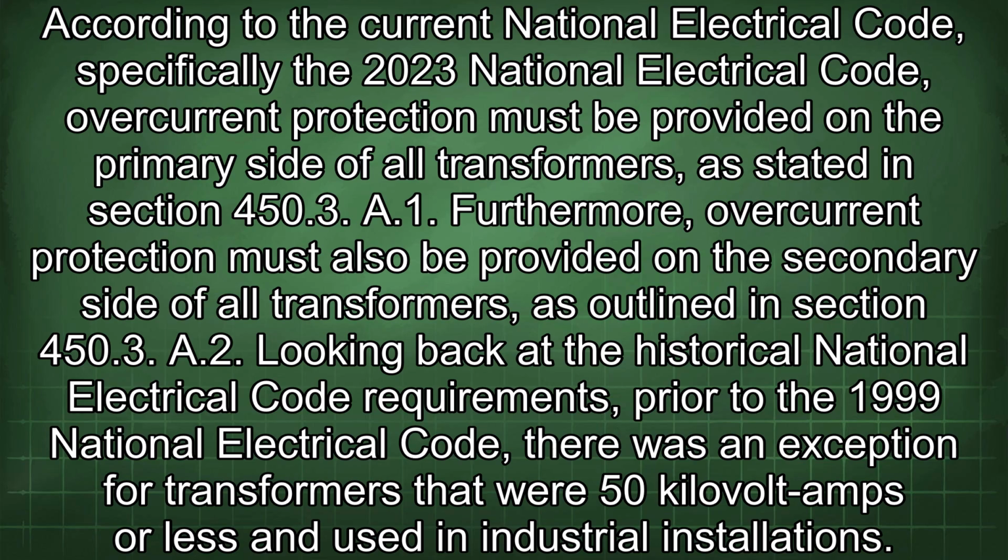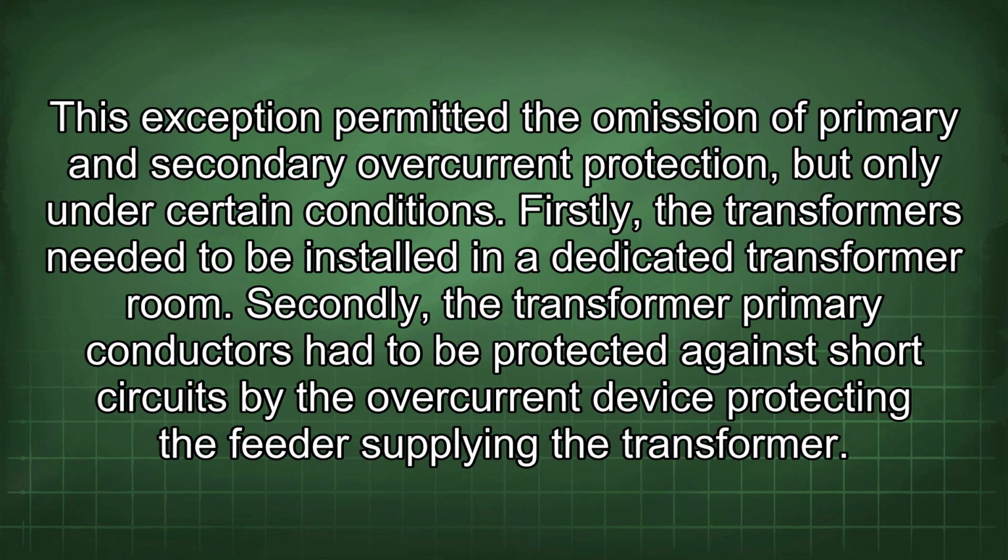Looking back at the historical National Electrical Code requirements prior to the 1999 National Electrical Code, there was an exception for transformers that were 50 kV or less and used in industrial installations. This exception permitted the omission of primary and secondary overcurrent protection, but only under certain conditions.